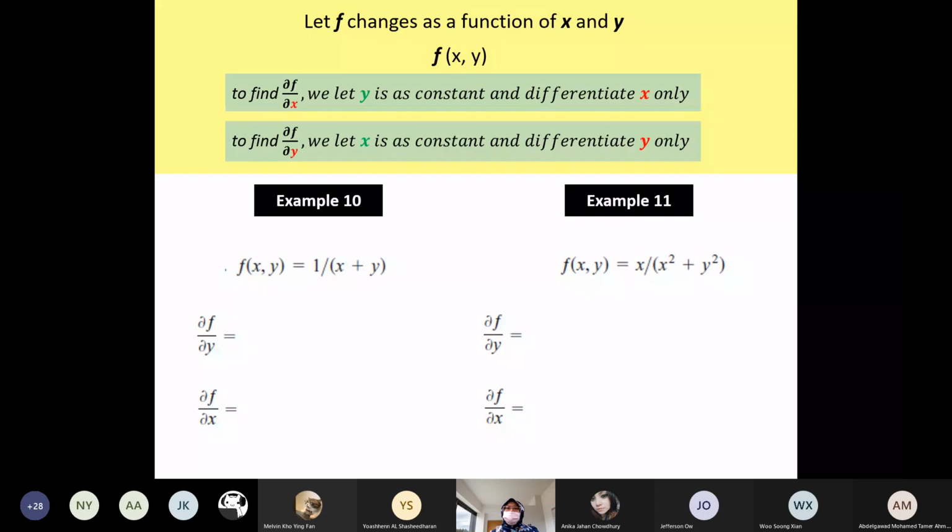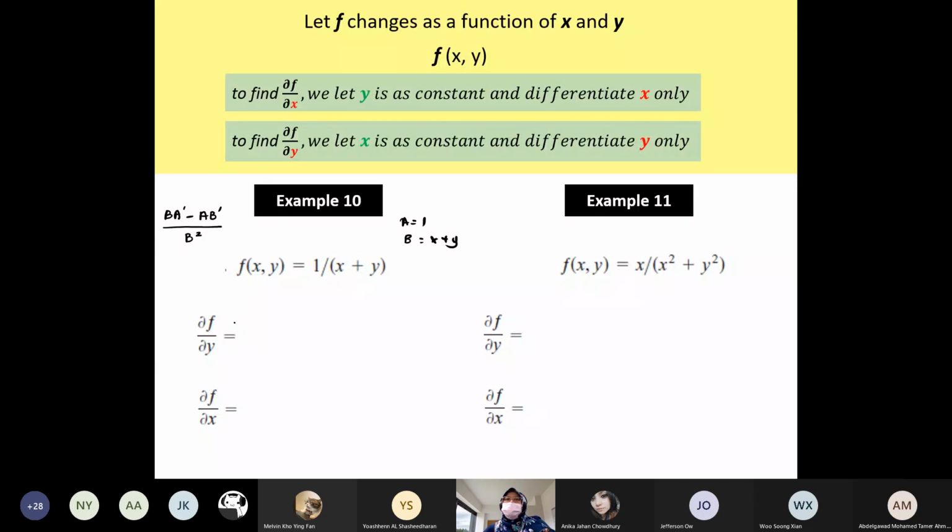Okay, so we have another example here, examples 10 and 11. Let's look at example 10. This one is also a quotient rule. Your A is equal to 1, your B is equal to x plus y. Same as the previous example, I use B differentiate A minus A differentiate B over B squared. So remember this one.